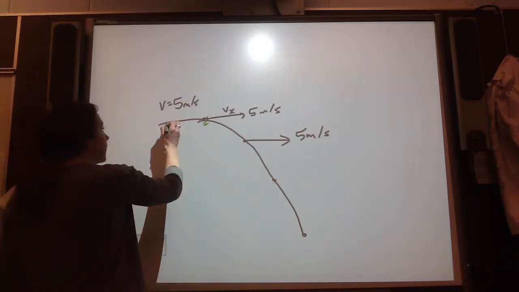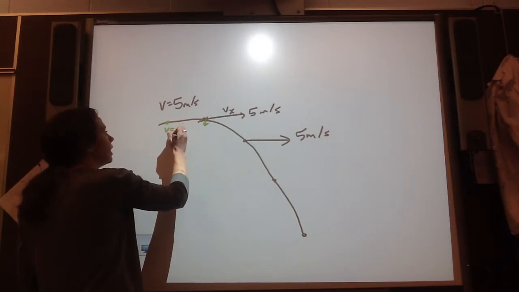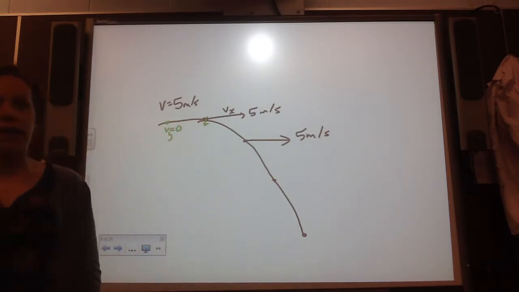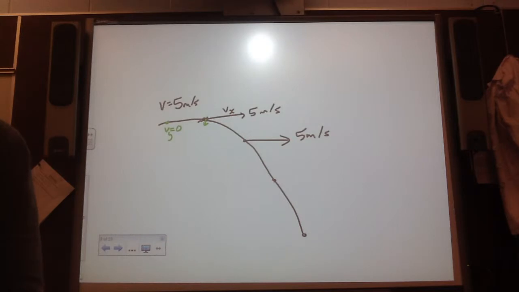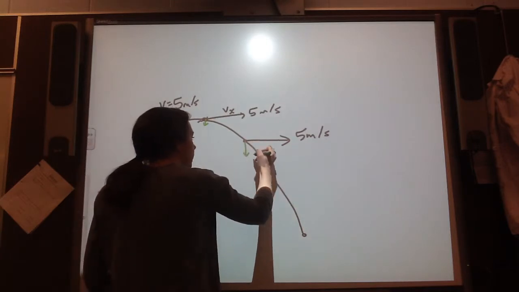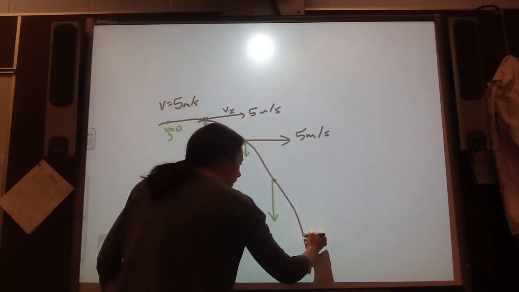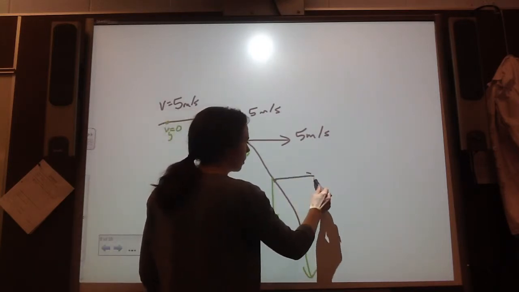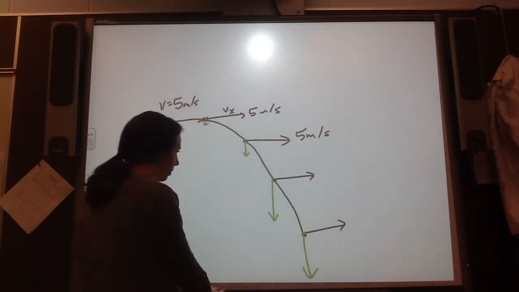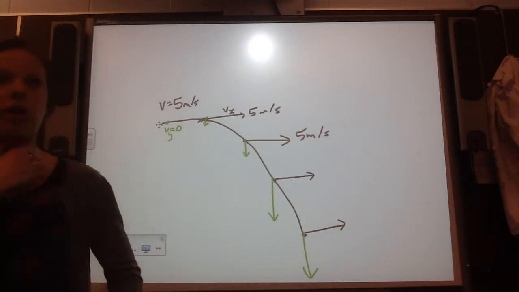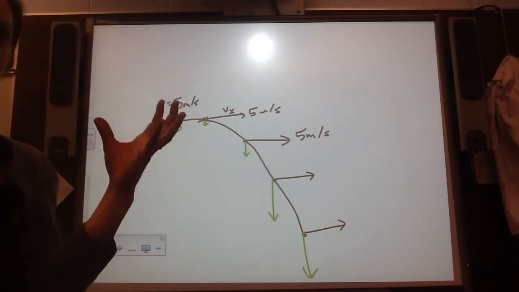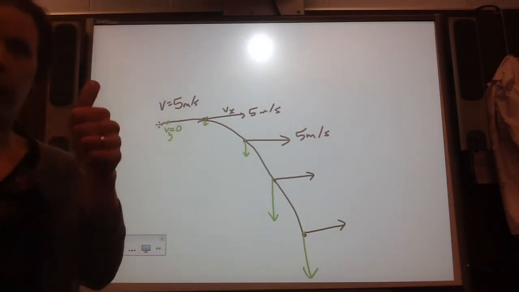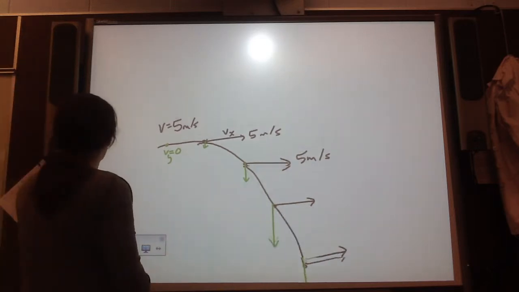At the very beginning, it would be 0. V of y is 0, right? Because it has no downward motion yet, right at the very beginning. Initial. Okay, good. And then as I go down, it gets larger. But your horizontal always stays the same. So that's going back to our projectile motion. Okay, good. Right on. You guys are with me.